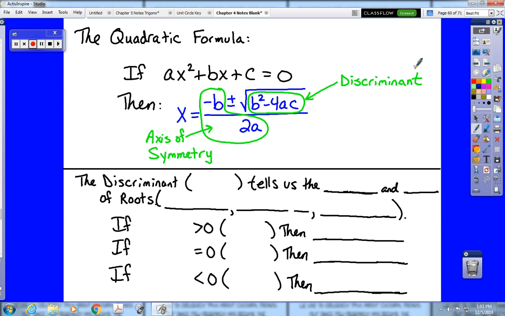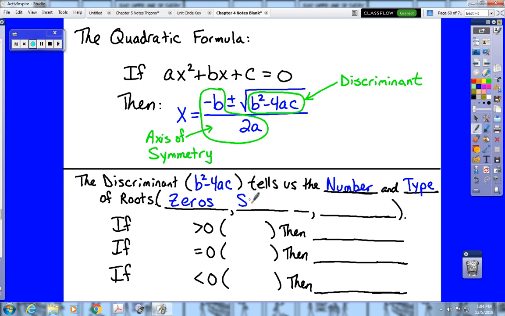Now, let's talk more in detail about the discriminant. The discriminant, which is the value b squared minus 4ac, just the number underneath the root, not the root itself, tells us the number and type of roots, of zeros, of solutions, of x-intercepts that our equation has. Okay? And again, all 4 of those words mean exactly the same thing. Roots, zeros, solutions, x-intercepts. No matter which one you're asked for, you can find those using the quadratic formula.